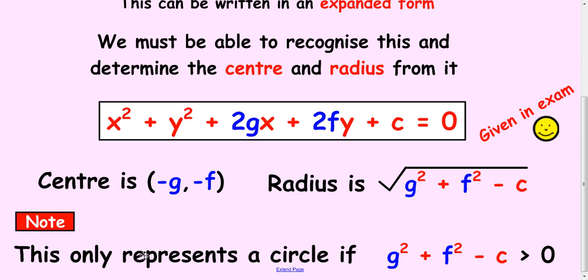A wee note that it only represents a circle if this value is greater than 0. If this was less than 0, you'd be taking the square root of a negative, and you cannot square root a negative. So that's a way to find out if an equation is the equation of a circle. Use this formula and see if it comes out as a positive value. If it does, you have a circle equation. If it doesn't, you don't.